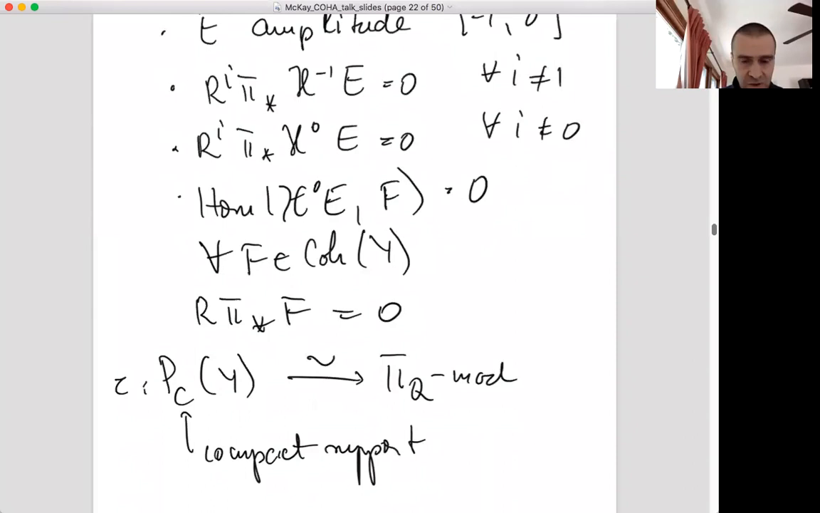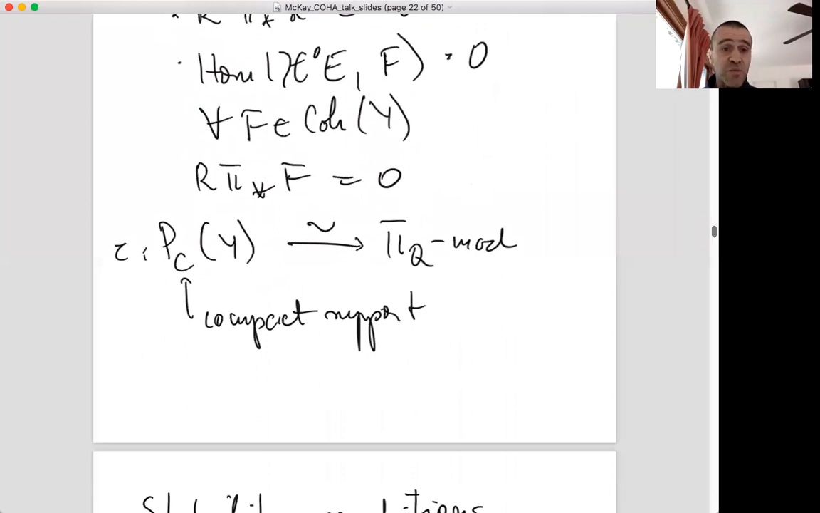So if you also enforce a compact support for the cohomology sheaves, then you get an equivalence to the abelian category of finite dimensional representations of the preprojective algebra. In principle, if you don't impose this compact support, then you could get infinite dimensional representations. All right, so what are the stability conditions?